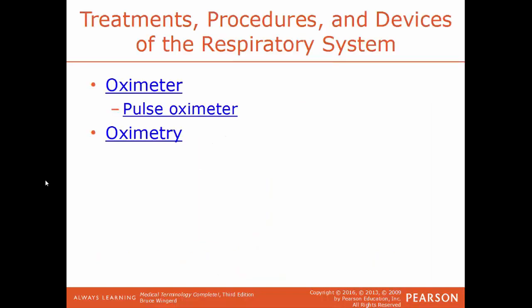Our next one, oximeter. This is a device that will measure the levels of oxygen in the blood. Usually a small device that can fit on the tip of a finger. And sometimes you'll see these are not only able to measure the levels of oxygen, but they're able to monitor the pulse in that patient also. So that would be a pulse oximeter. And our next term here, oximetry, is the process of measuring oxygen in the blood. And the tool that would be used to do so would be the oximeter.